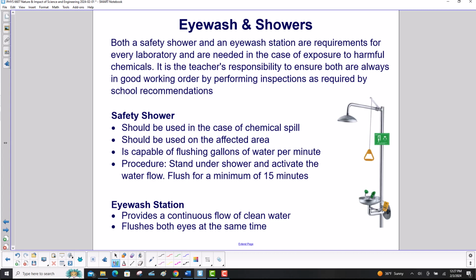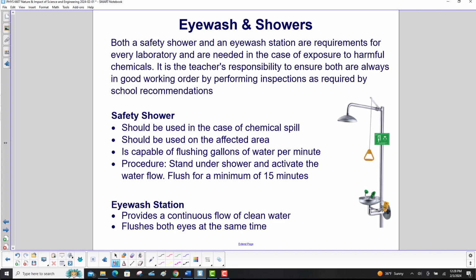It is the teacher's responsibility to ensure both are always in good working order by performing inspections as required by school recommendations. The safety shower should be used in the case of a chemical spill. It should be used in the affected area. It is capable of flushing gallons of water per minute. And the procedure: stand under the shower and activate the water flow. Flush for a minimum of 15 minutes.